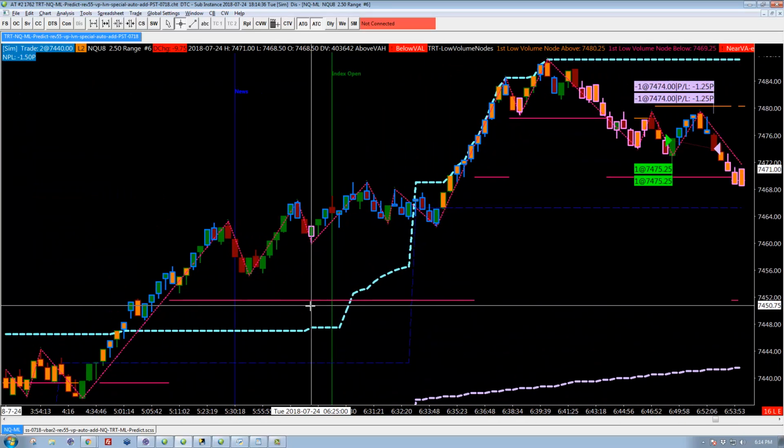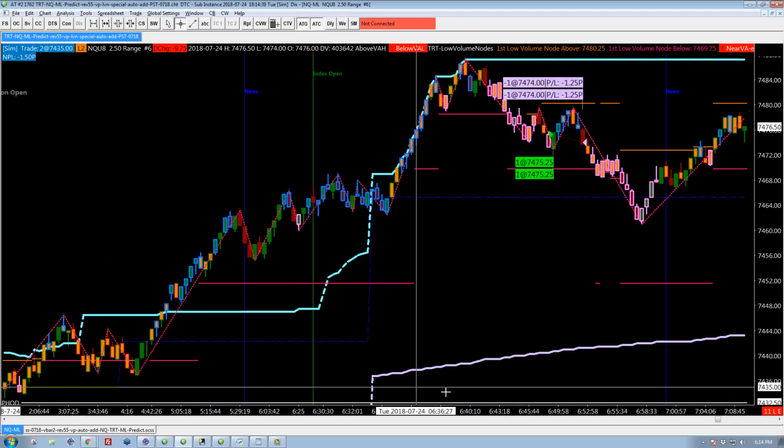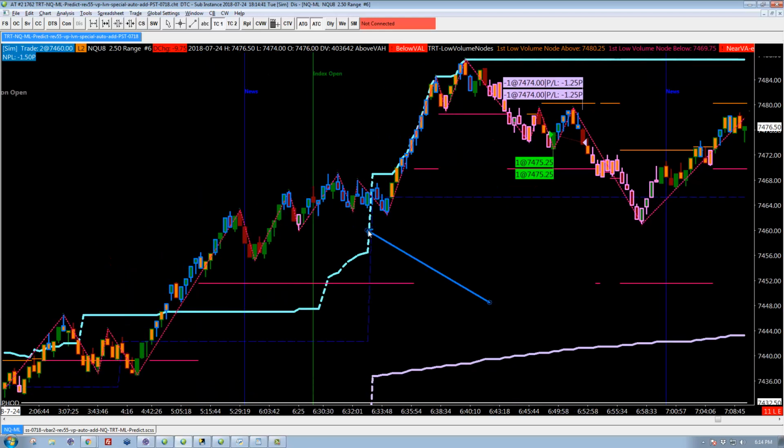So here's the open. Now the light blue line is the value area high, and the light lavender line is the value area low. So what that means is that as the profile is drawn by this point in time, 70% of the trading has occurred between these price levels. And you can see as the market climbs, those levels change. Okay, so 70% is now expanding.